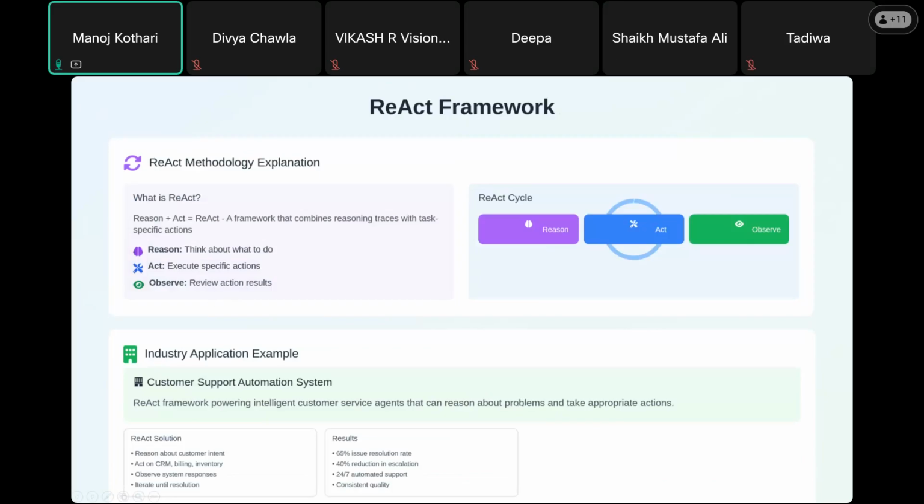Okay. The next topic we should talk about is React methodology. What is React methodology? So React means Re and Act. It's not React.js. It is ReAct. Re is reason and Act is action. So reason plus act is equal to ReAct, a framework that combines reasoning traces with task-specific actions.